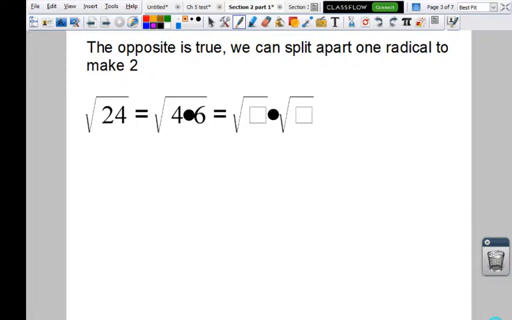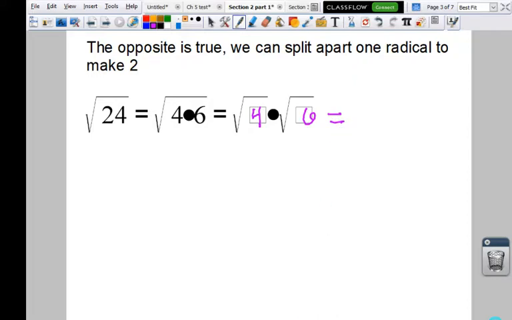So I have the square root of 24, right? 24 is the same thing as 4 times 6. So I'm going to rewrite 24 as 4 times 6 in here, and then split it apart into two square roots. My first one, I'm going to put 4. My second one, I'm going to put 6. And why would I do that? What would be the point of that?